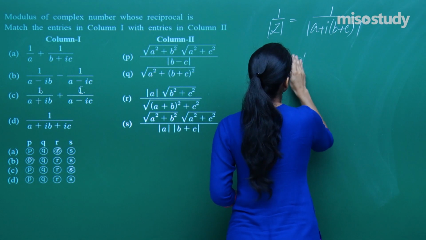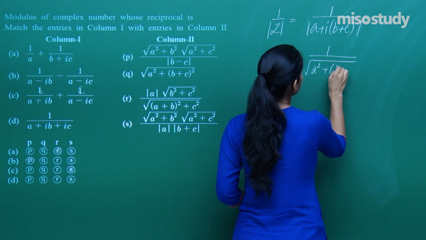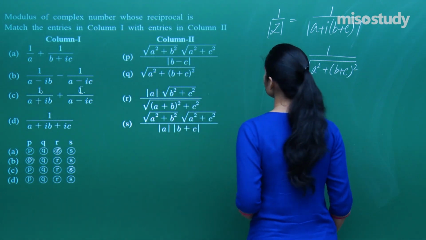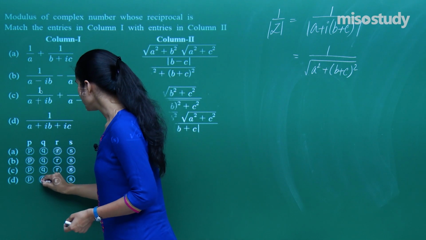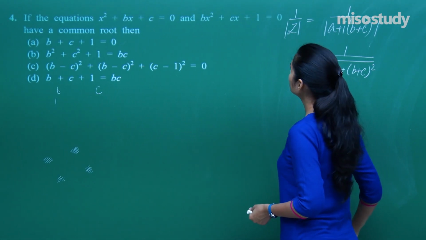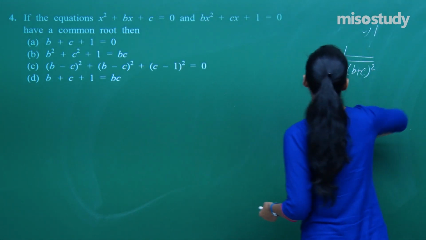This is 1 upon under root A square plus B plus C whole square. So, your answer is under root A square plus B plus C whole square, which is Q. So, D gets matched to Q. Moving on to the next, we have, if the equations this and this have a common root, then which among these is the correct option?